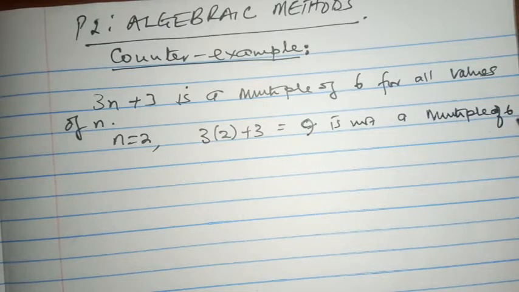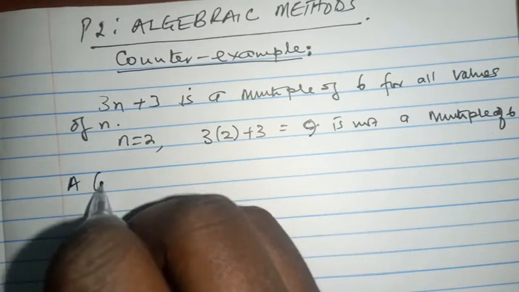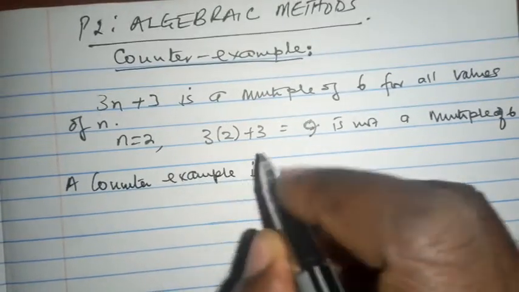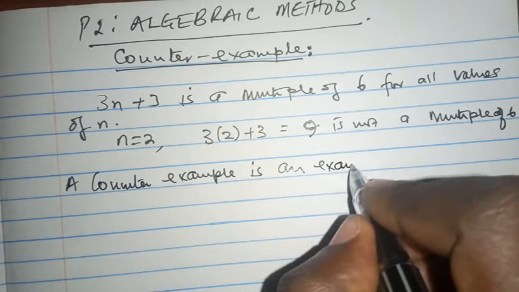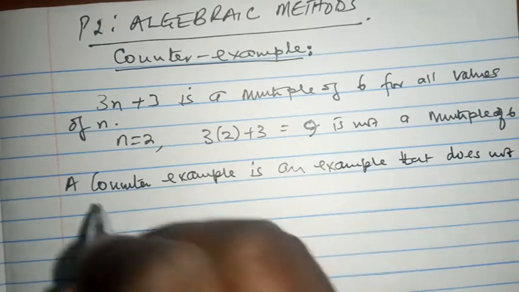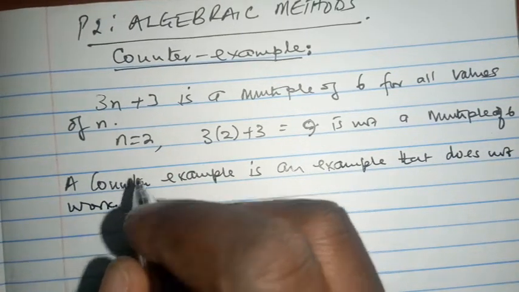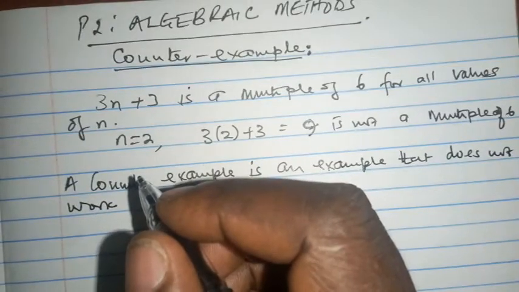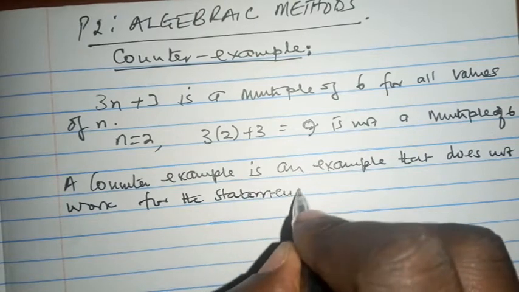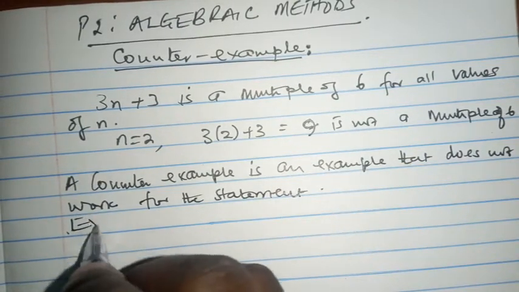You can prove a mathematical statement is not true by a counterexample. Of course, a counterexample is an example that does not work for the statement. This is true.